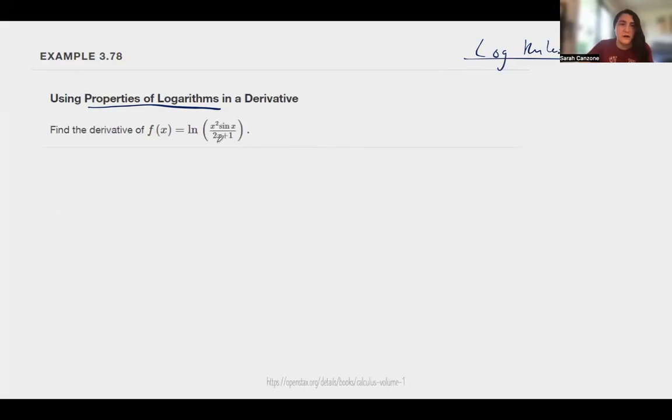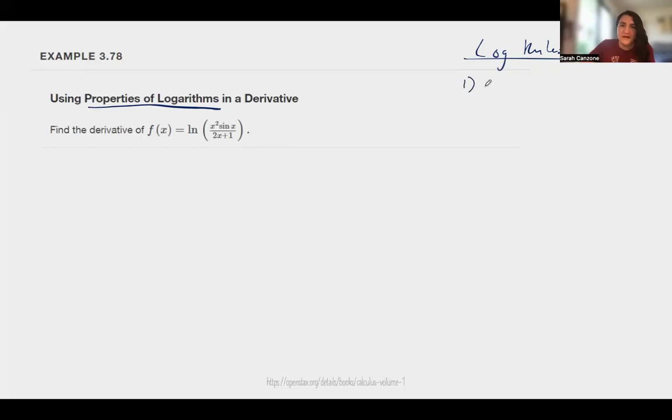So we're going to split it up using log rules to begin with, and we're going to get a bunch of natural logs. And then we're going to take the derivative of each individual natural log so that it's easier than having to do a quotient rule, but this is a product rule inside of it. So you do a quotient rule with the product rule, and it just kind of becomes a mess, honestly. So here are the log rules.